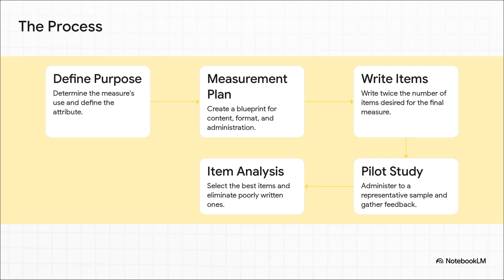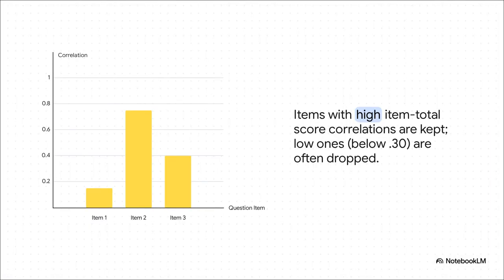Third, and this is interesting, you write way more questions than you need, often double, because a lot of them just won't make the cut. Fourth, you do a pilot study, a crucial trial run where you test those questions on a representative group. And then finally, you analyze all that data to keep only the strongest, most effective questions. A key part of that analysis is checking how well each individual question lines up with the total score.